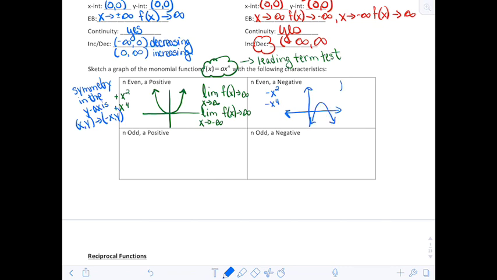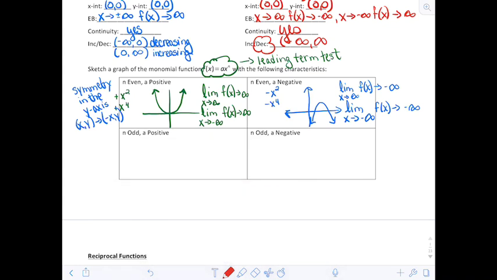Okay, so with these, as x goes to infinity, f of x goes to negative infinity. As x goes to negative infinity, f of x goes to negative infinity as well. So again, this should be familiar. When you have even functions, as the function approaches positive and negative infinity, your functions are doing the same thing. They're both going off to positive infinity or both going off to negative infinity.